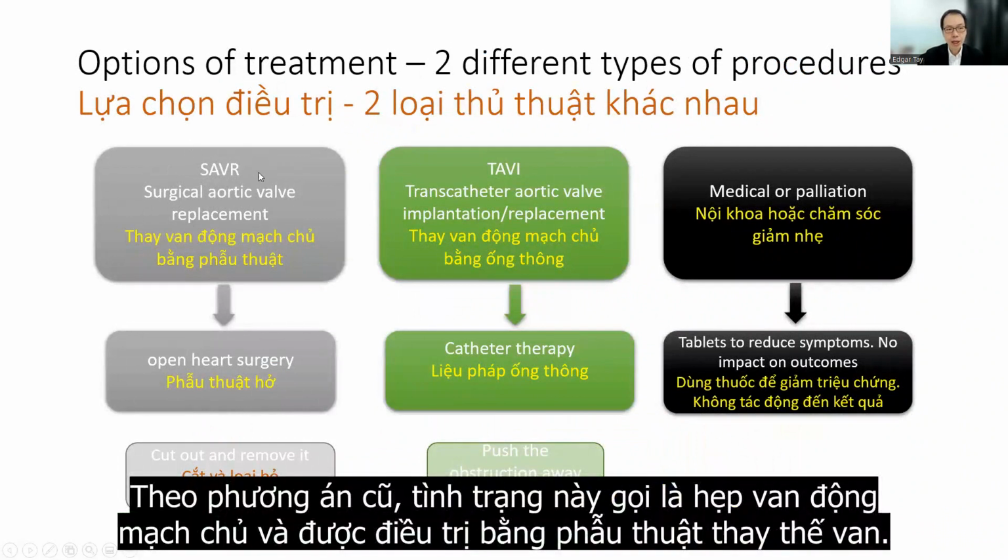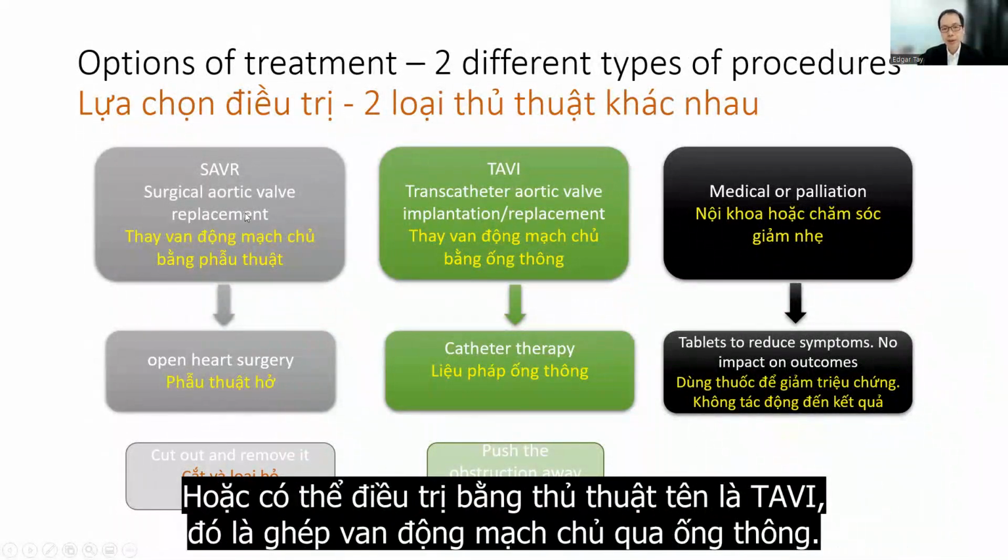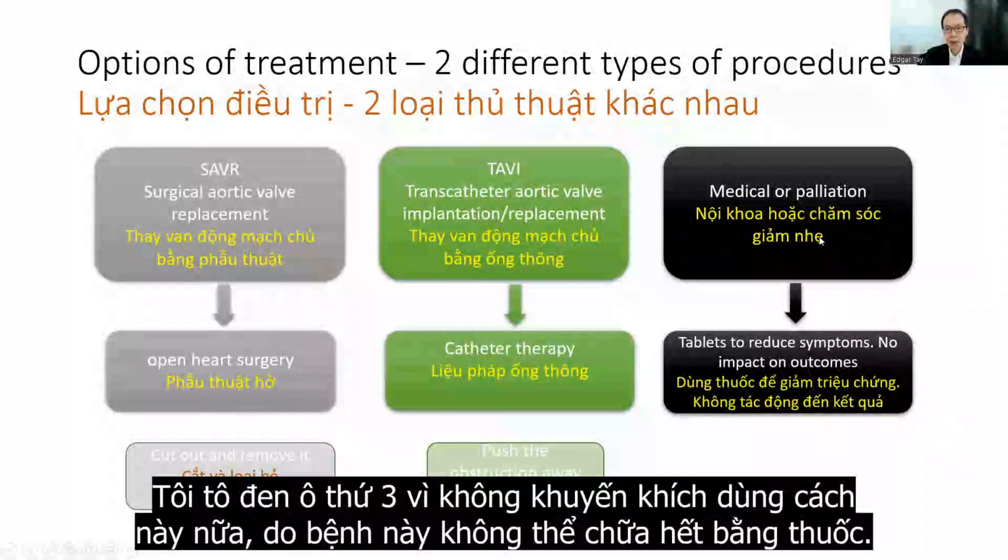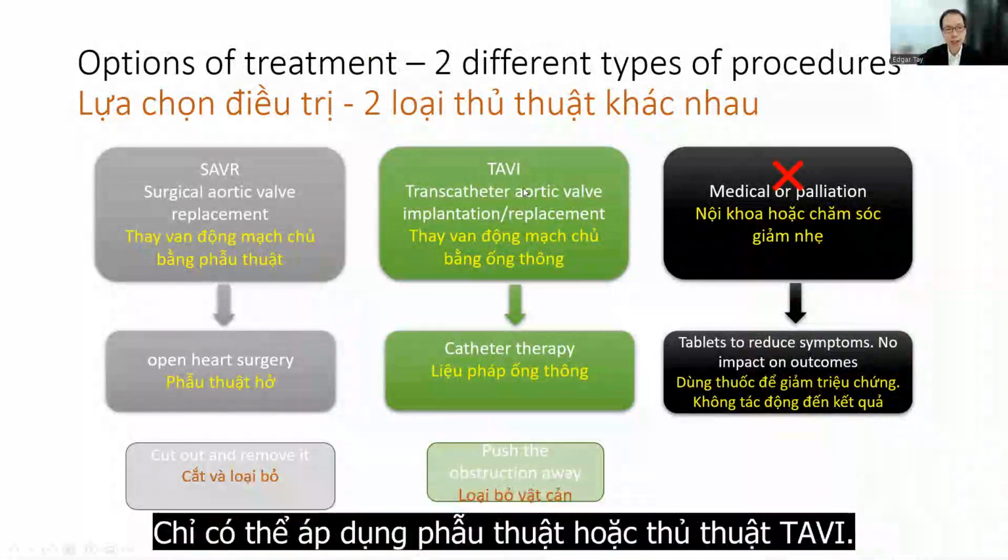So classically, you have this condition called aortic stenosis, and it can be treated by surgical aortic valve replacement, or it can be treated now with this procedure called TAVI, which is transcatheter aortic valve implantation. And the third box, I put it in black, because nowadays we don't recommend this third box anymore, because we know that medications cannot be used to treat aortic stenosis. So it's either surgery or TAVI.